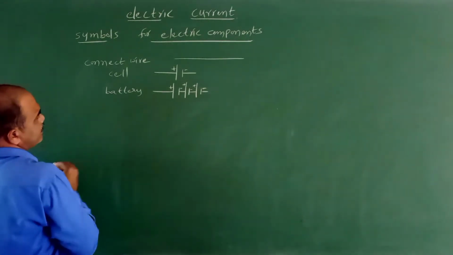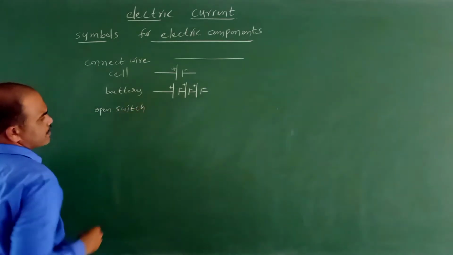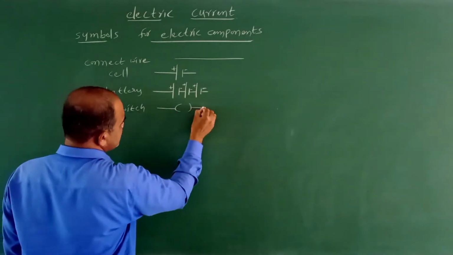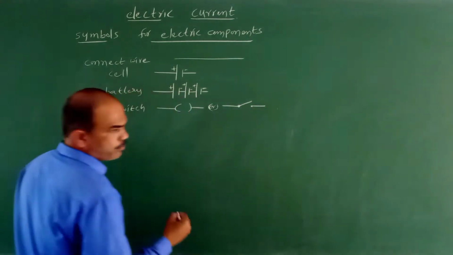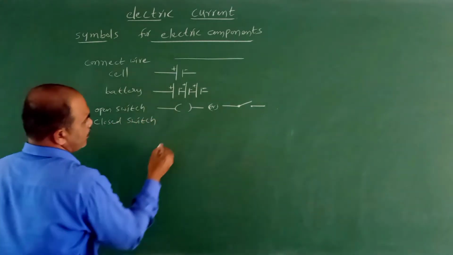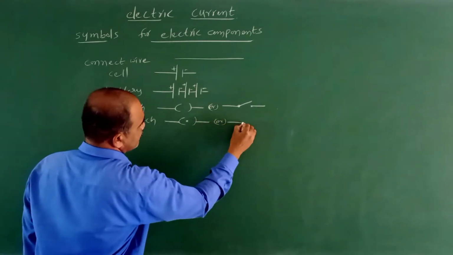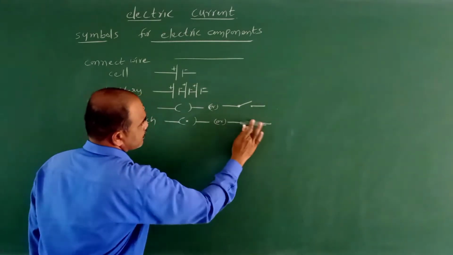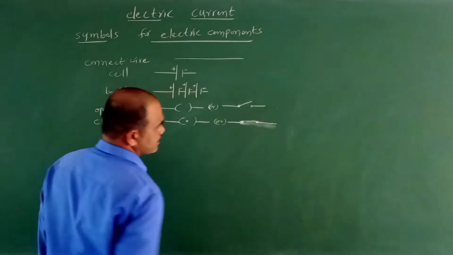Next, the open switch. An open switch is a switch that is not closed. This is the symbol of the open switch, or sometimes it may be represented like this. Next, the closed switch. The closed switch symbol will be like this. This is the symbol of the closed switch.